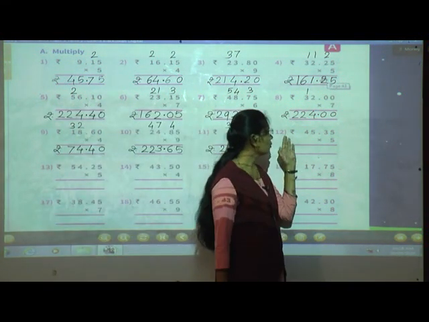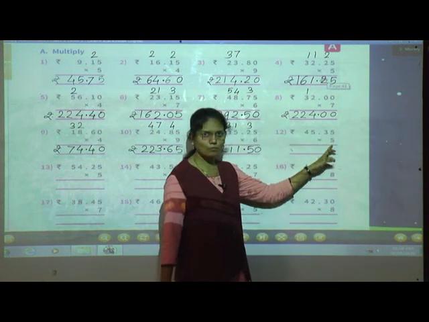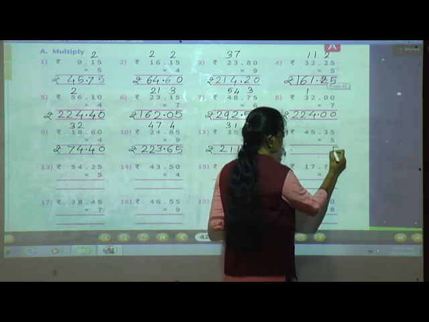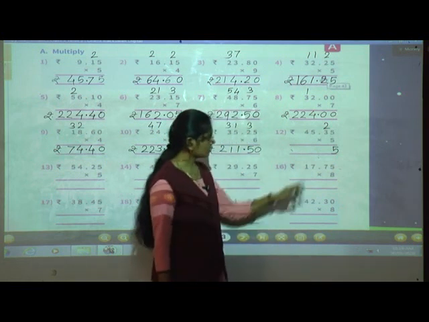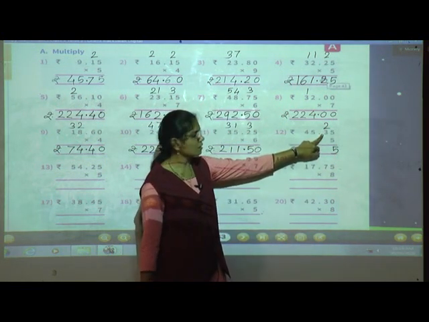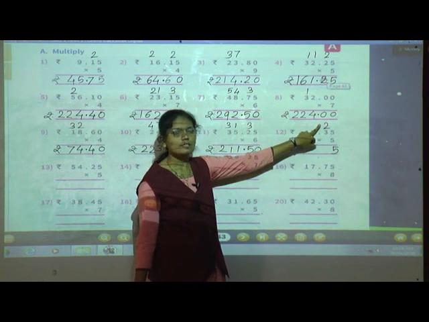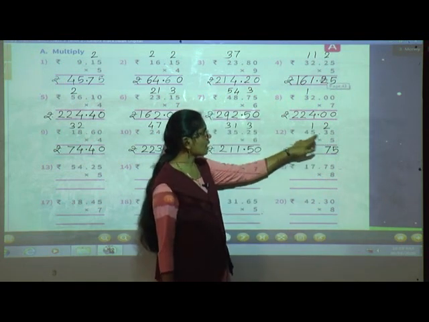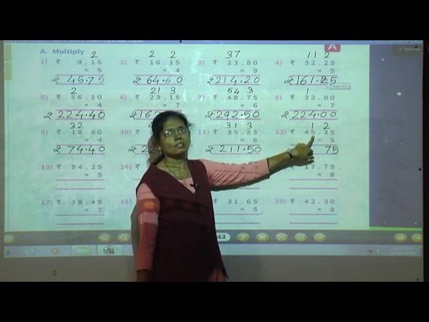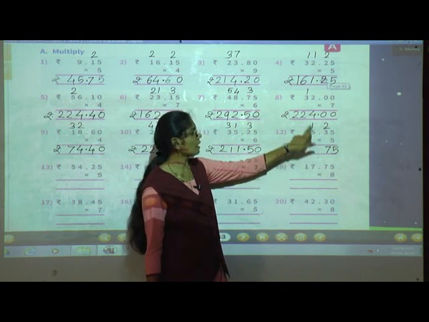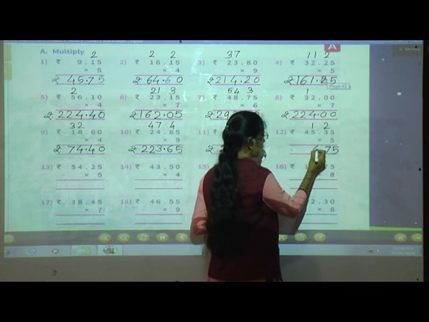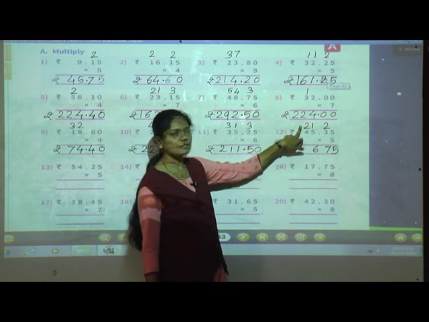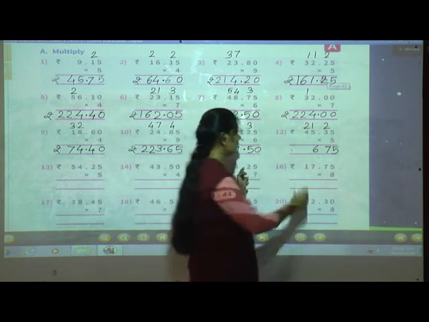Read this. Rupees 45.35 into 5. 5 5s are 25. So here we'll write 5 and 2 as a carry. Then 5 3s are 15 plus 2, 17. So here we'll write 7 and 1 as a carry. Okay, then 5 into 5 we have to do. 5 5s are 25 plus 1, 26. So here we'll write 6 and 2 as a carry. Then 5 4s are 20 plus 2, 22, correct.